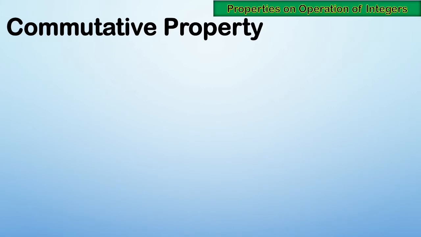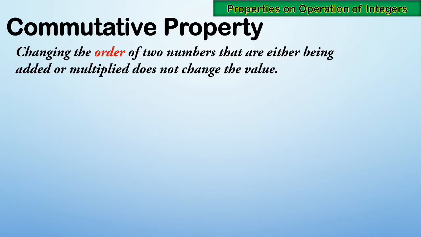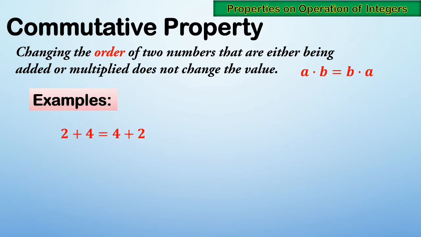Okay, pangalawa. Okay, the next property is the commutative property. Changing the order of two numbers that are either being added or multiplied does not change the value. Okay, example, A times B is equal to B times A, or A plus B is equal to B plus A. Okay, 2 plus 4 is equal to 4 plus 2. Okay, kahit pa baliktarin natin yung dalawang given, dalawang addends, 2 plus 4, dito naman sa kabila, 4 plus 2, the same pa rin yung sagot, which is 6.